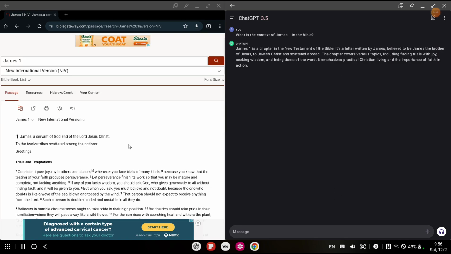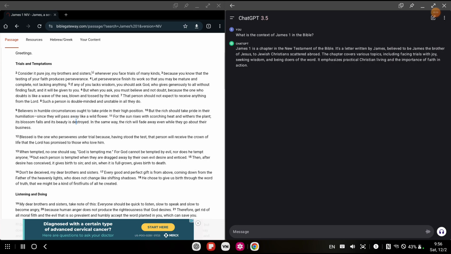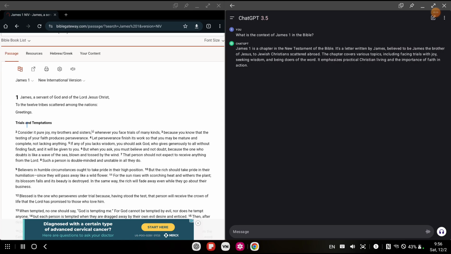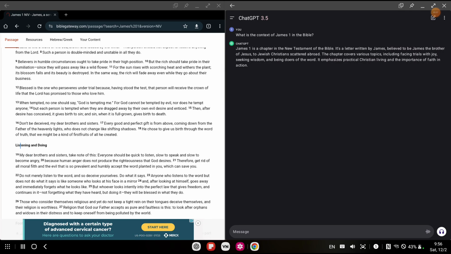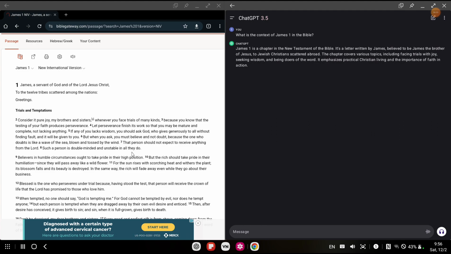Okay, so James 1 we can see is segregated into two sections: trials and temptations, and listening and doing. So we could ask it to analyze the structure and the message of James 1 with some insights on the history, possibly.